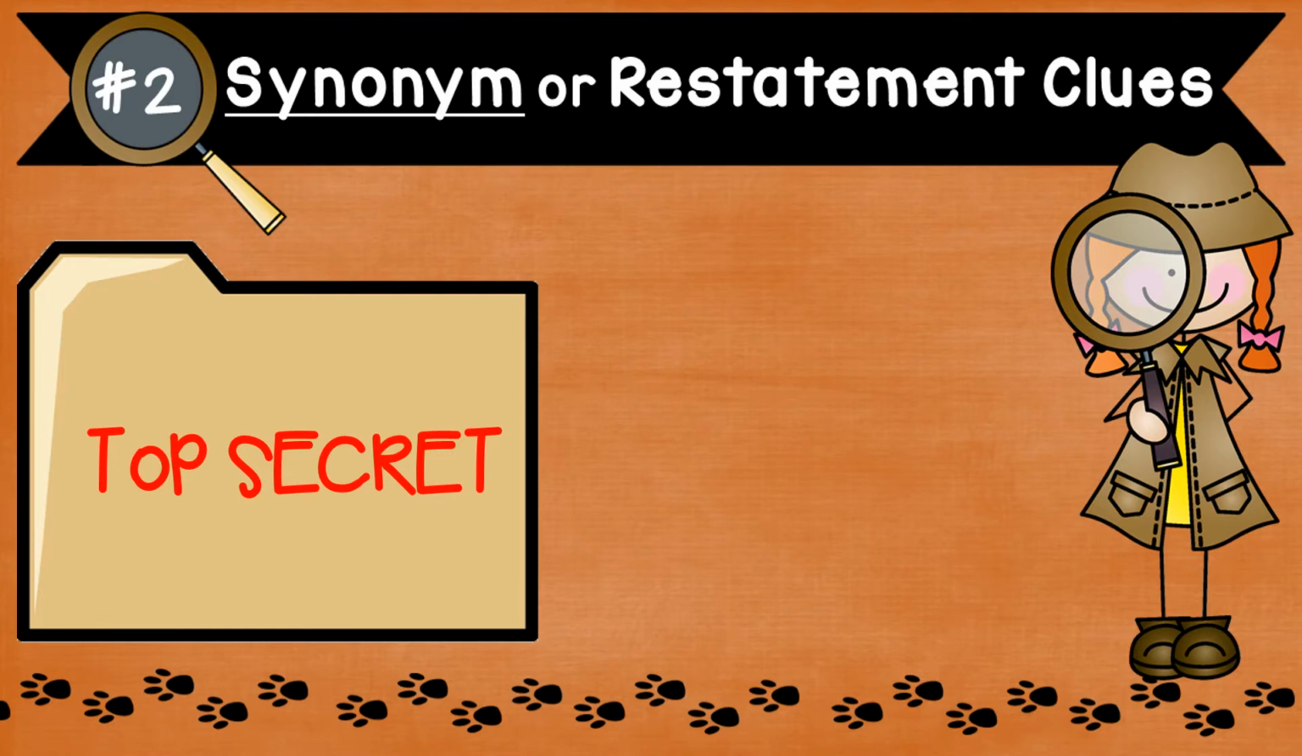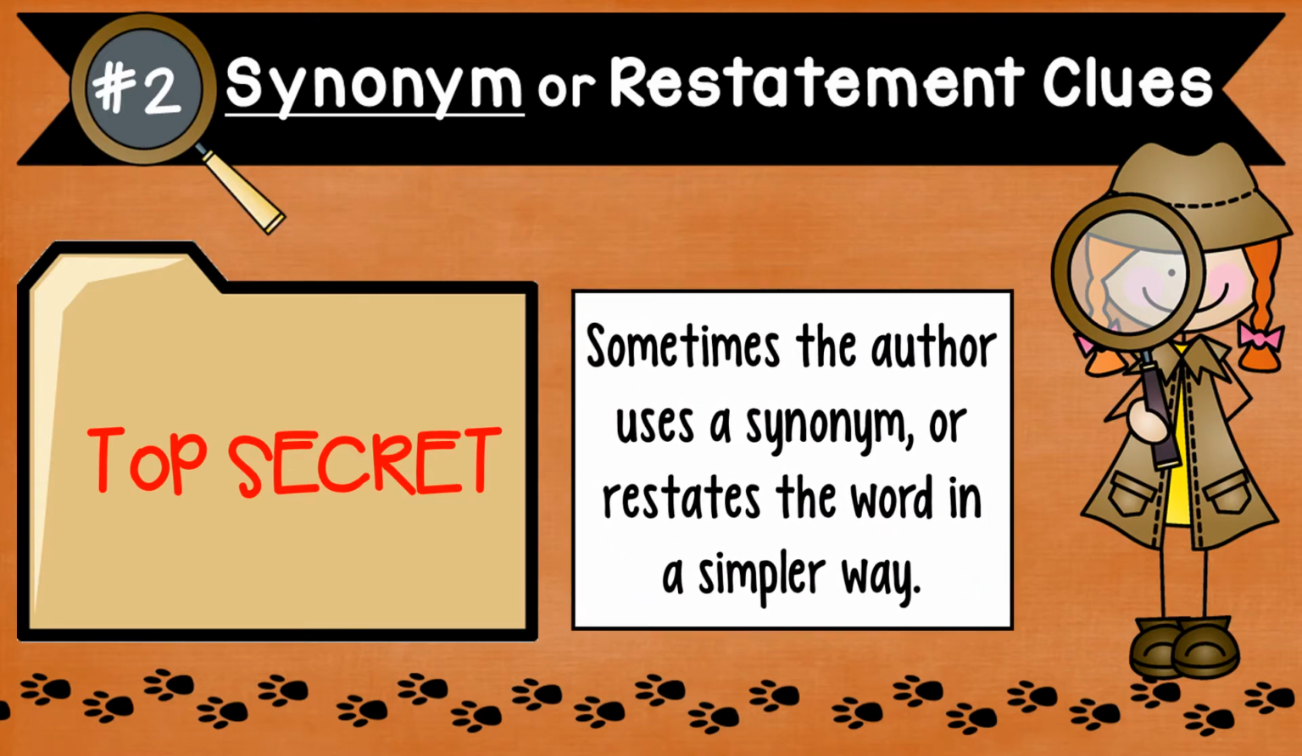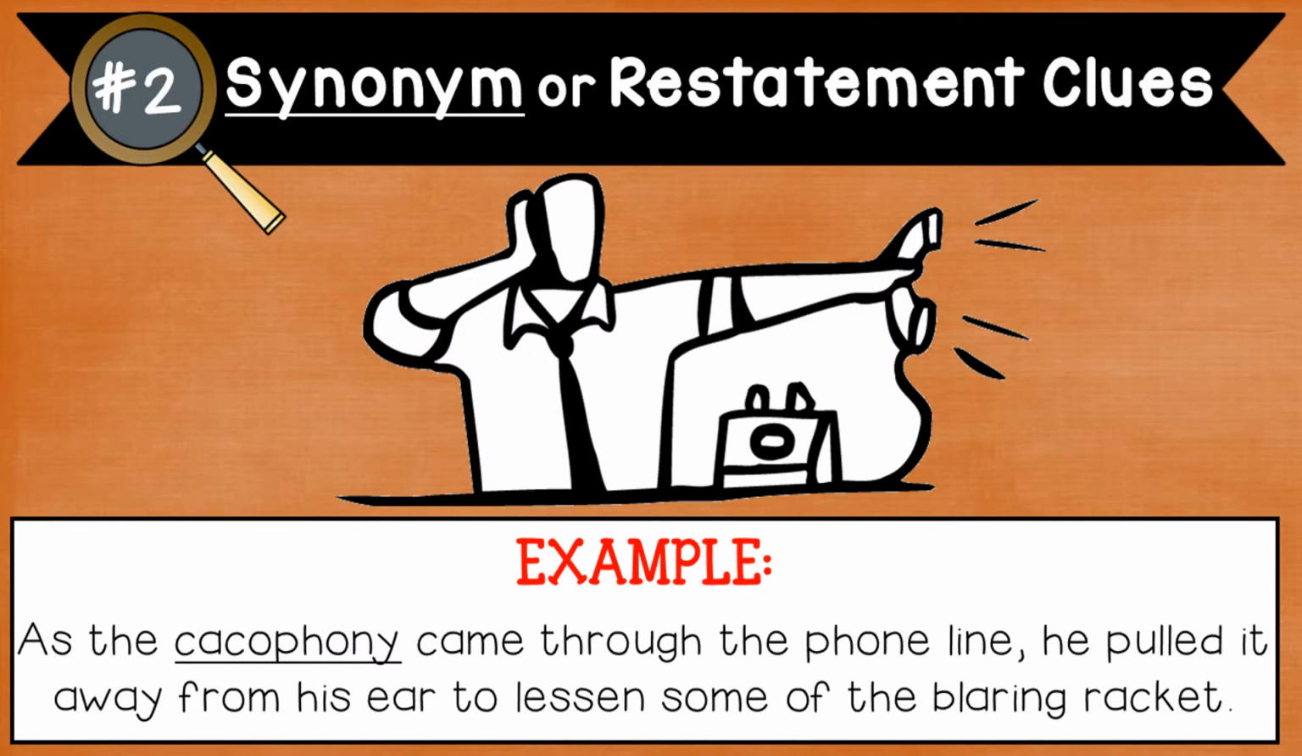Another form of a context clue is a synonym or restatement clue. Sometimes the author uses a synonym or restates the word in a simpler way. Remember that a synonym means similar to or the same as. An example of this is, as the cacophony came through the phone line, he pulled it away from his ear to lessen some of the blaring racket. So in this case, he calls it the cacophony, and then he calls it blaring racket. That is a synonym.